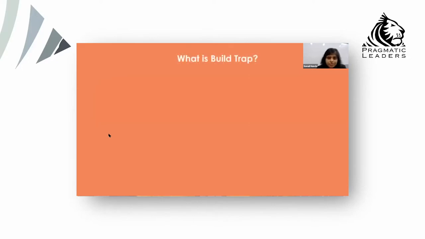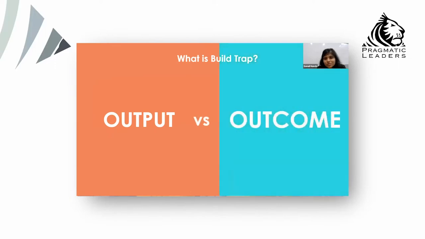So what is the build trap then? Okay, output versus outcome, right? So the build trap is nothing but, if you're focusing on output, then we are into the build trap. If you're focusing on outcome, then we are not into the build trap. It's as simple as that.